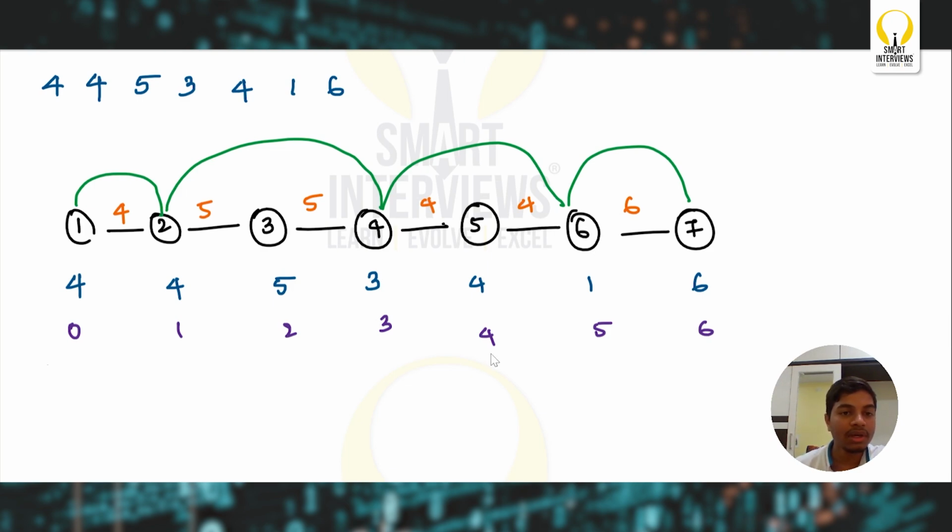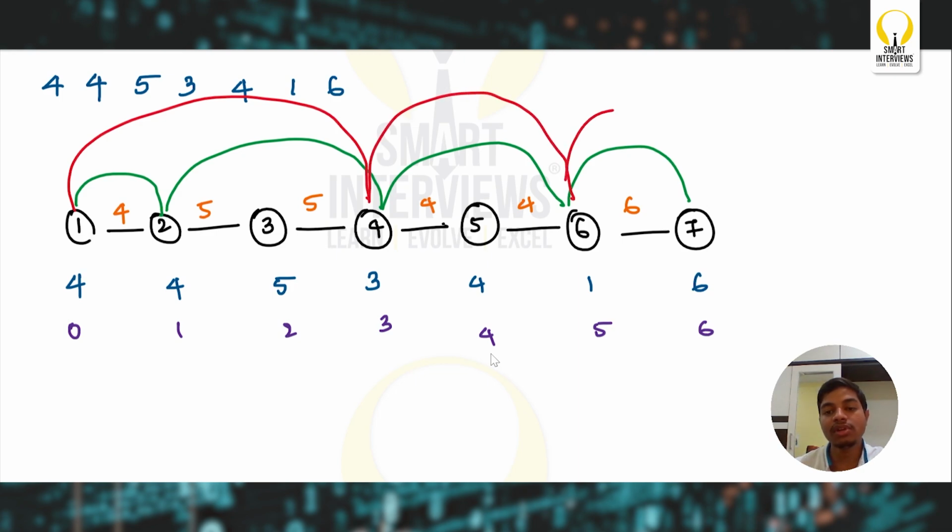Or else from 4, instead of going to this particular 4, what if I simply go directly to this particular 3? Yes, and from this 3 I can simply go to this 1, and then from this 1 I can simply go to this 6. So this is one way. And is there any other way which is possible?